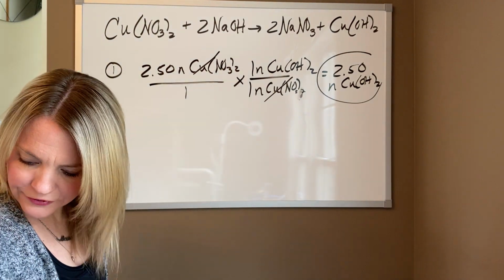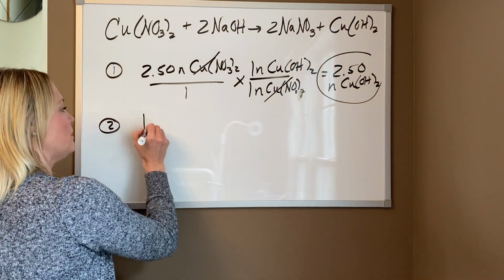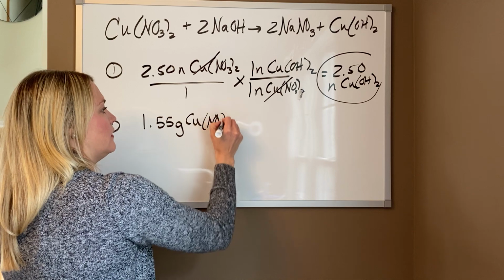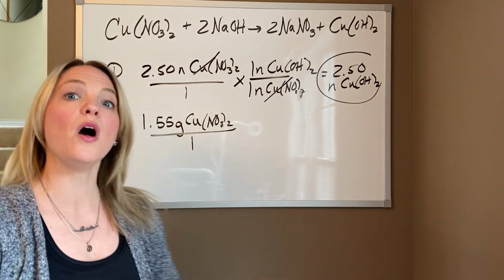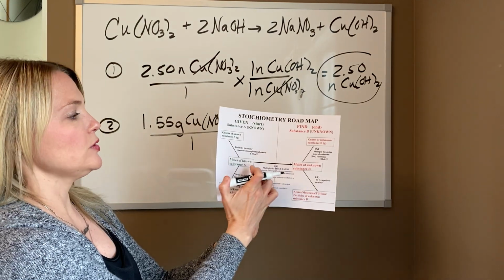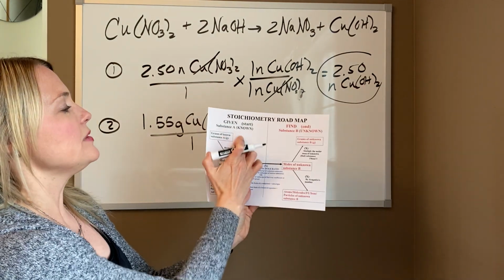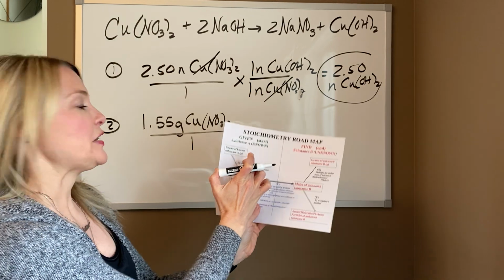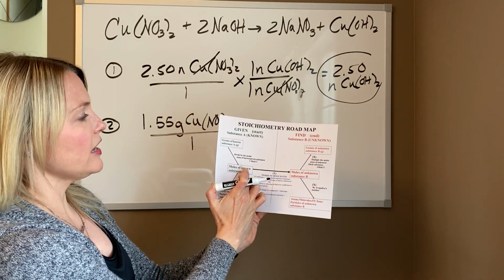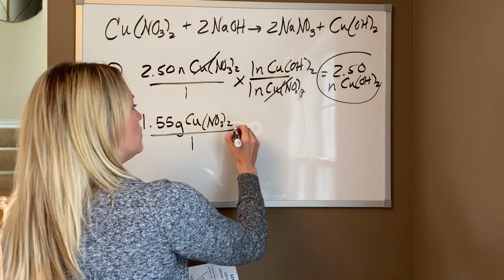Again, I'm going to start with that first number. So I'm starting with 1.55 grams of copper nitrate, and I'm starting over 1. Now, ideally, I would be in moles of copper nitrate, so I can go from substance A to B. I am not. I am in grams. All right, so my first step is I'm going to have to use the molar mass off the periodic table to go from grams to moles.